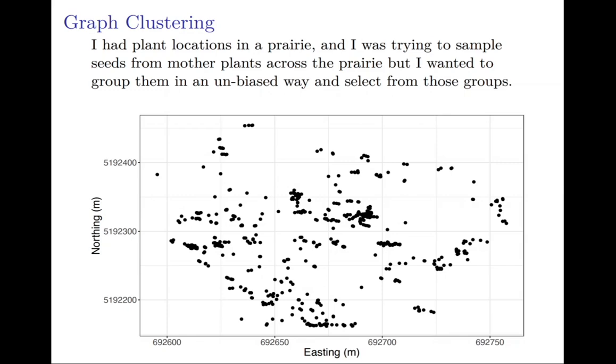I was trying to sample seeds from these mother plants across the prairie, but I obviously couldn't collect seeds from all of them because it's a really intact, beautiful prairie, and I don't want to collect all the seeds from the whole thing. But I wanted to select plant seeds to be collected from groups of plants across the prairie in an unbiased way. So I didn't want to just collect where it looked like plants might be similar. I wanted the computer to tell me where I should be collecting plants from, so as to sample the entire area.